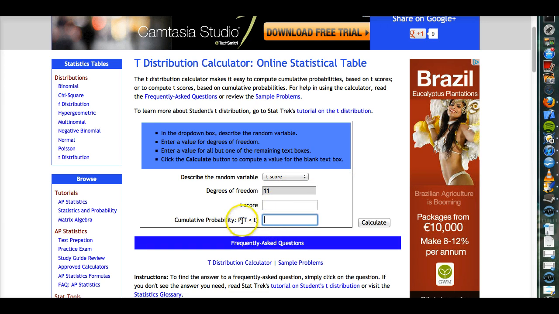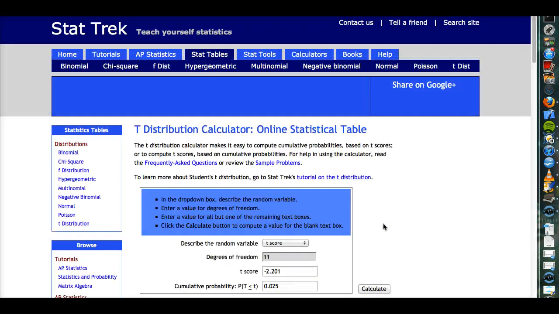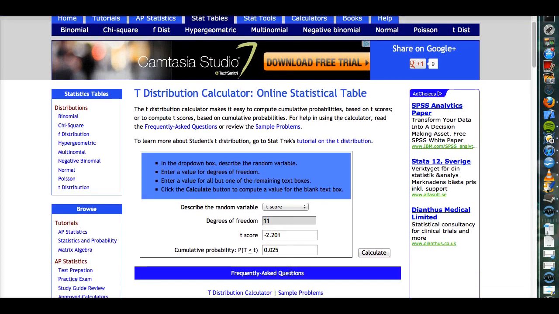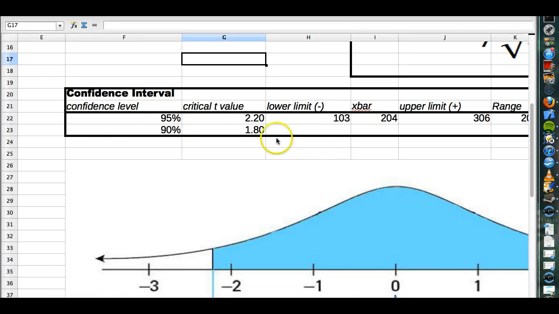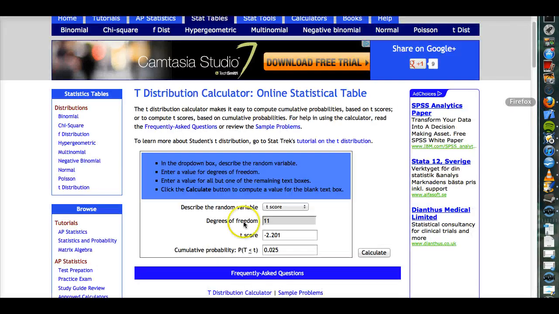And in this part here, the cumulative probability for values below or equal to my critical t points, so to speak. That means how many percent is below my critical t-value. And in this case, it's going to be 0.025 because I have a 95% confidence interval. I calculate that, and I get a critical t-score of minus 2.201. I'll find that, okay, so my critical value is 2.20, 2.201, yeah, it's been rounded off.